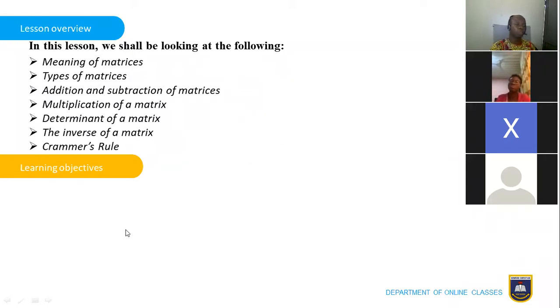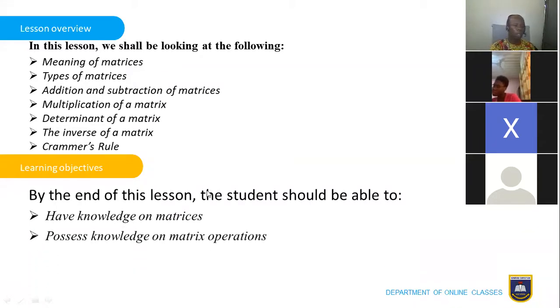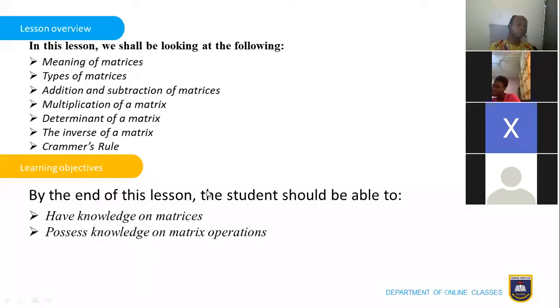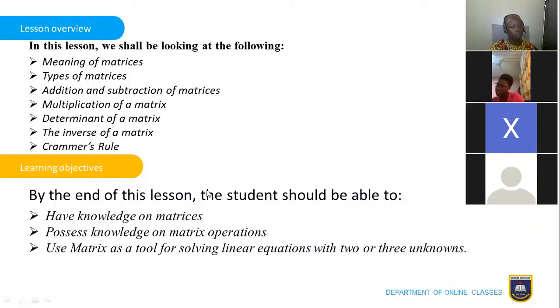Now, going through the objectives, by the end of this lesson, we hope that every one of you will have some knowledge on matrices. Again, you should also possess some knowledge on matrix operations. And then finally, be able to use matrices as a tool for solving linear equations with 2 or 3 unknowns.